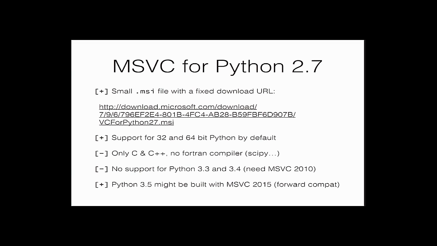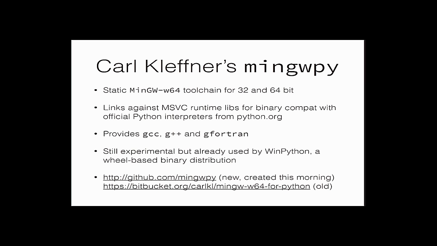There is an alternative to the MSVC compiler, which is using MingwPy, which is an adaptation of the MinGW compiler specifically adapted for Python, for building Python extensions. So what it does is that it has a statically compiled toolchain, because otherwise it wouldn't work. And it also links the MSVC runtime so that the binaries that it generates are compatible with the Python that was built with MSVC. Furthermore, it provides both a C compiler and a Fortran compiler, so it should be possible to have the full SciPy stack built with that for 32-bit and 64-bit.